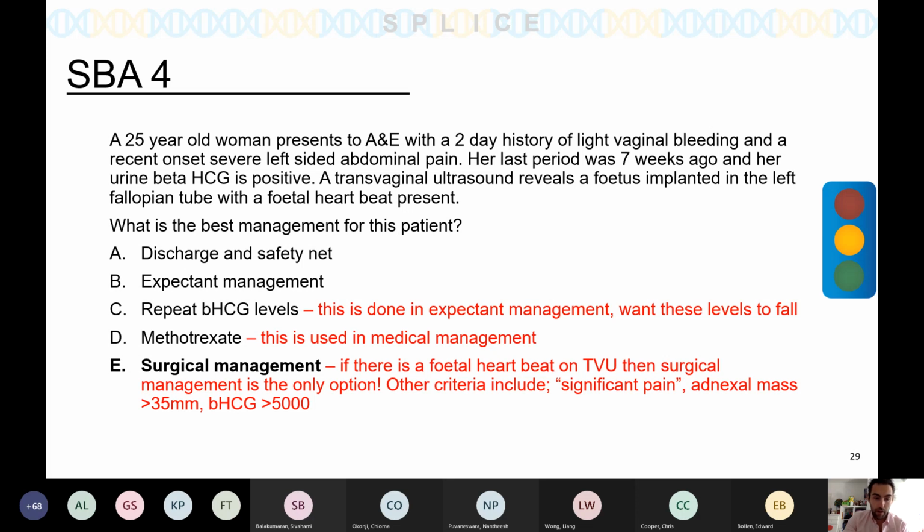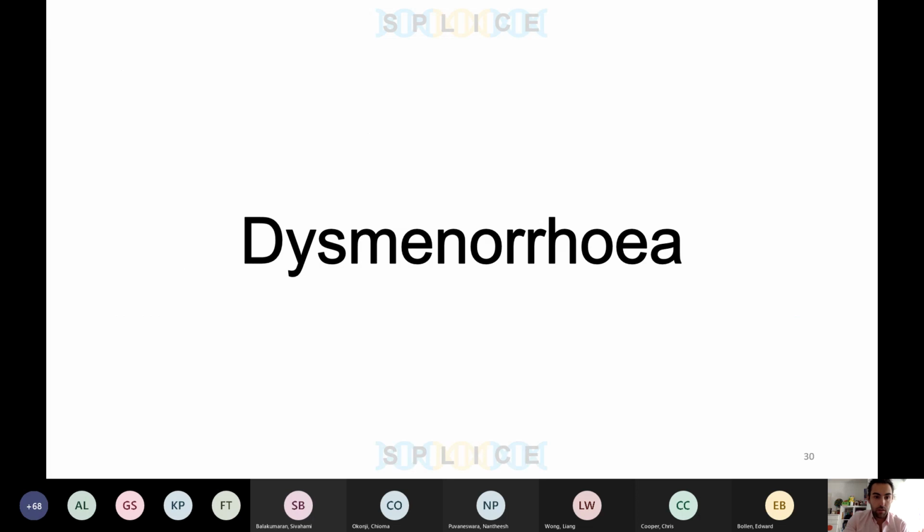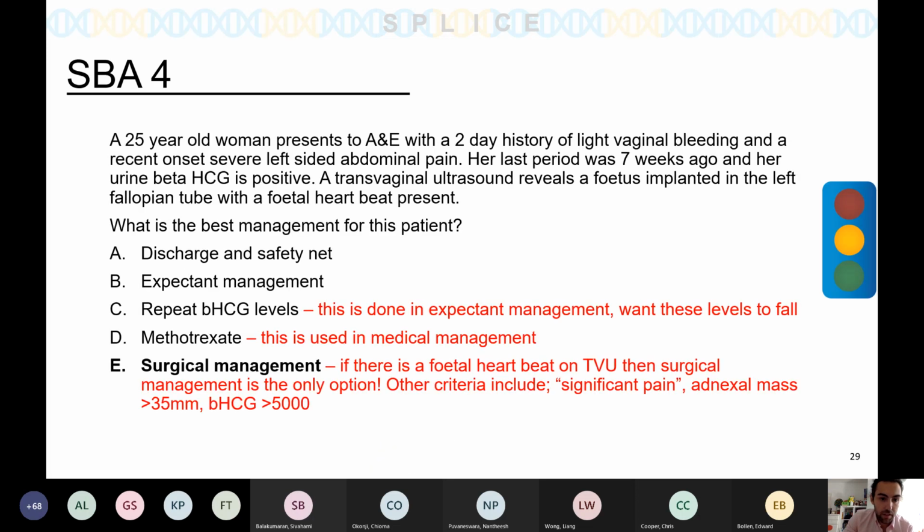So just something to be aware about. You need to sort of know that. And then I've mentioned here that methotrexate is used in the medical management. Repeat beta HCG levels, so that's when you're done in expectant management. Potentially might be worthwhile going over those.